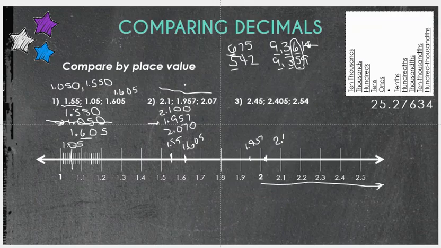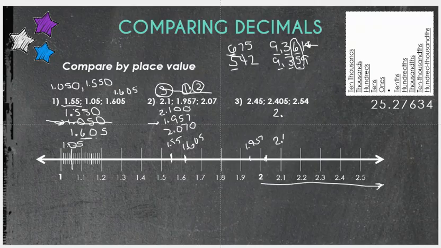And then, so I'm going to put this as 1.957. The second one, we've got a 1 in the tenths place and a 0 in the tenths place. The 0 is smaller. I should have said we're putting these from least to greatest. And then 2.1.